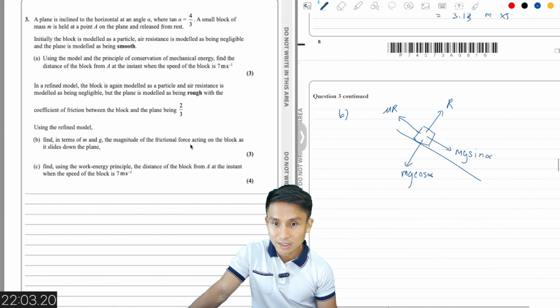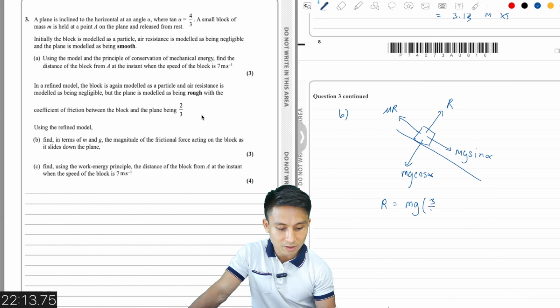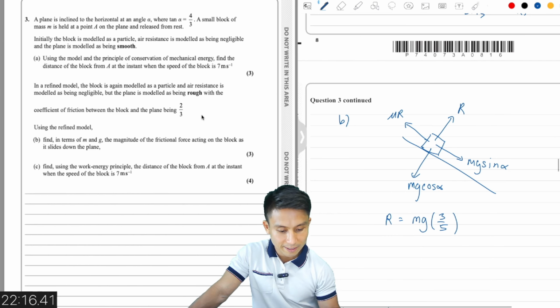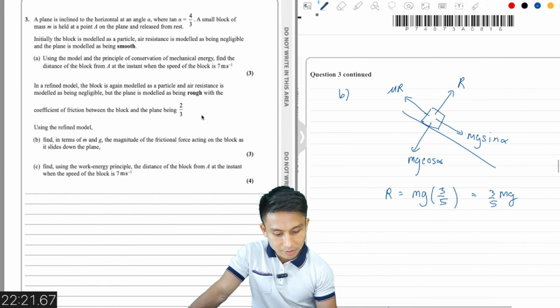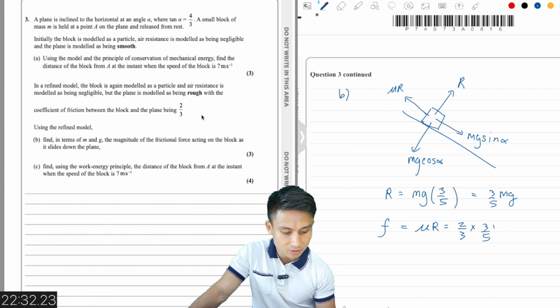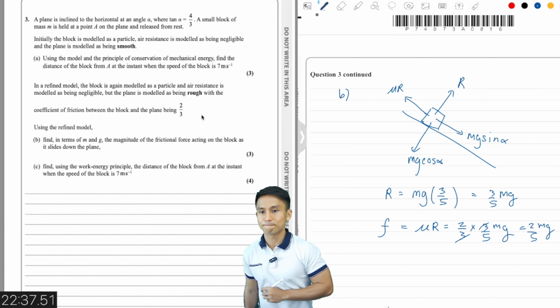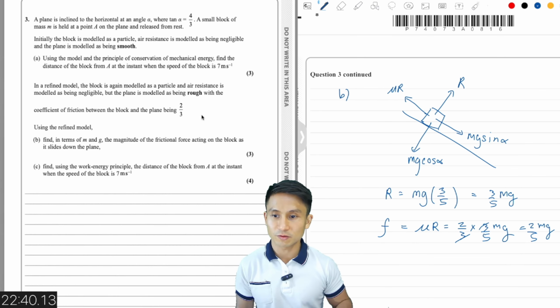So the magnitude of frictional force would be mu times R, but then R is equal to m times g cos alpha. Cos alpha was 3 over 5, right? Because sine alpha was 4 over 5. So I'm just going to write 3 over 5 mg here. So that means friction equals mu R, mu was given to be 2/3 and R is just that. So this is simple first. So 2 over 5 mg for the time being. Okay, magnitude of frictional force.